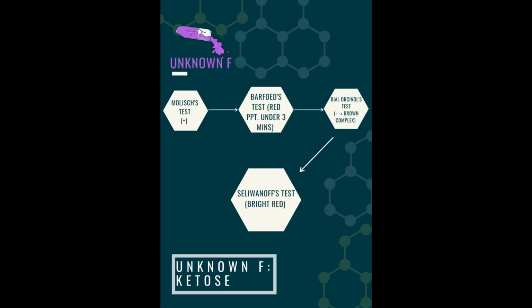So lastly is unknown F. Molisch test, positive. Then Barfoed's test, red precipitate formation in under 3 minutes, hence a reducing monosaccharide. Next, Bial-Orcinol's test was performed and found to be negative, hence it is a hexose. Seliwanoff's test was further performed, and it formed a bright red complex. Hence, unknown F is fructose.